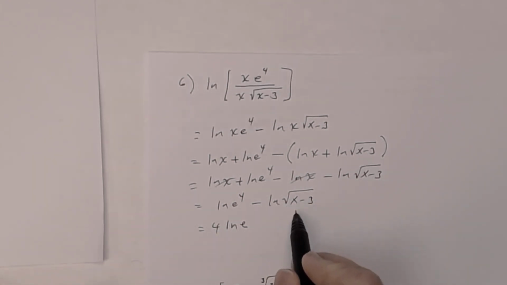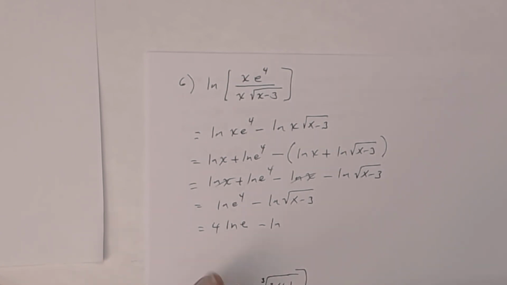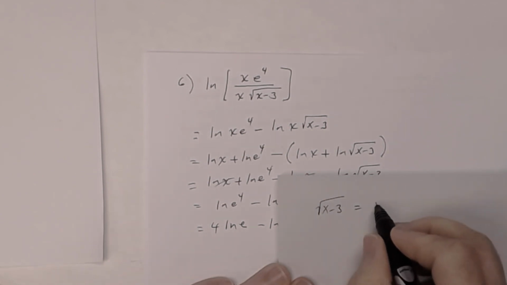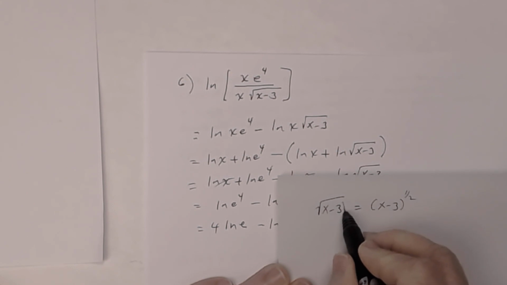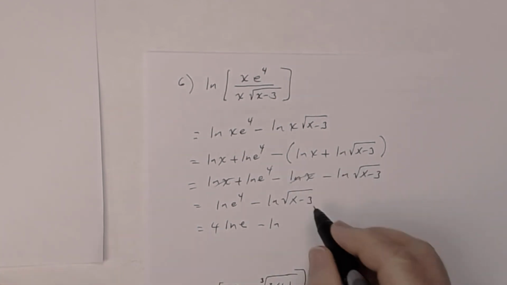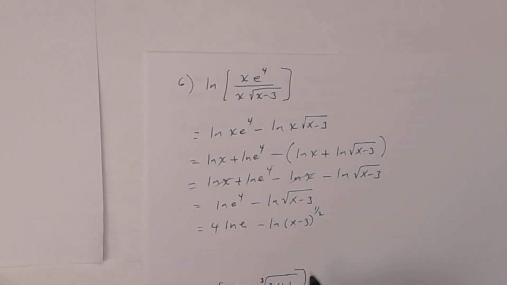Now for that one, here's what you have to do. You have to recognize that the square root of x minus 3 is equivalent to x minus 3 to the 1/2 power. So see this right here, I can write this as, in parentheses, 1 divided by 2. And so that's what you need to write this as. So it'll be x minus 3 to the 1/2 power.